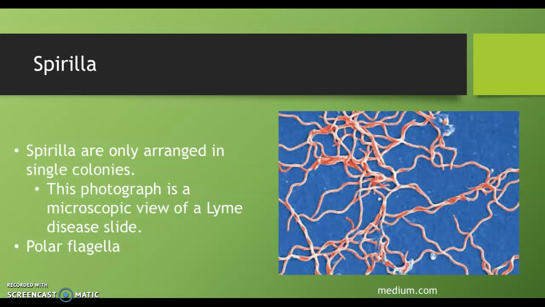This is the last morphology, spirilla. Remember, spirilla is only arranged in single arrangements. The picture you are looking at is a microscopic view of the Lyme disease slide. A spirillum bacteria called Borrelia burgdorferi is one of the infectious agents of Lyme disease. One of the most significant things about spirillum morphology is that they have a polar flagella, meaning that it can rotate the cell body in the opposite direction.